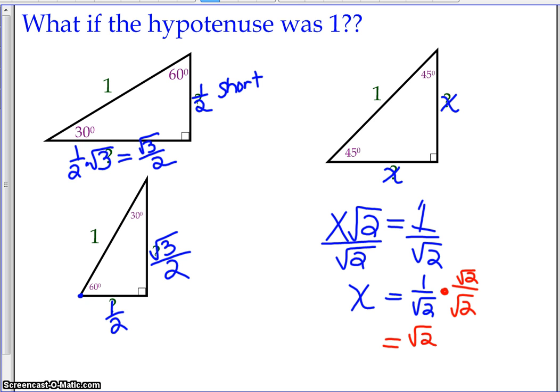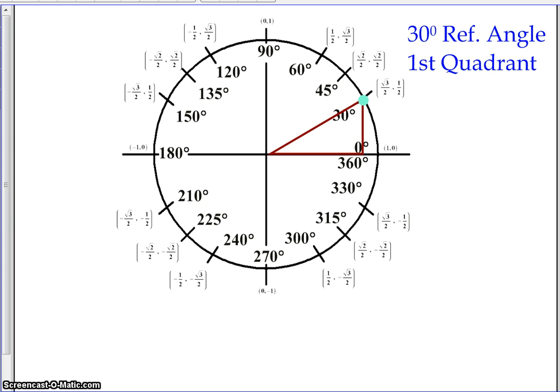The benefit of this is the denominator no longer has a radical in it. And if we're going to use it over and over again, we should make sure it doesn't have a radical. So our x here, it's square root of 2 over 2. So we have square root of 2 over 2 here on both our legs, okay? So let's see what that looks like here when we look at it in the unit circle.